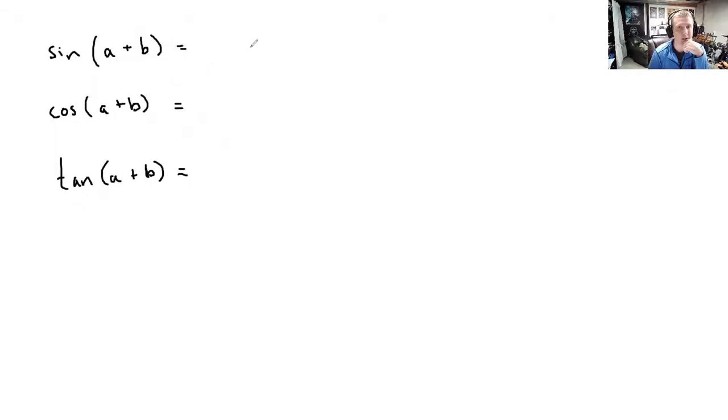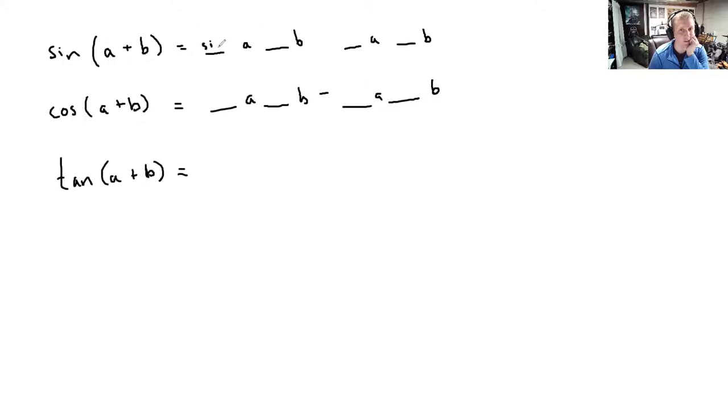You're going to write down the angles in the same order twice. So A, B, A, B. And then you're going to follow this convention, this little chant. If you always write sine first and cosine second, it goes sine, cosine, cosine, sine, cosine, cosine, sine, sine, sine.